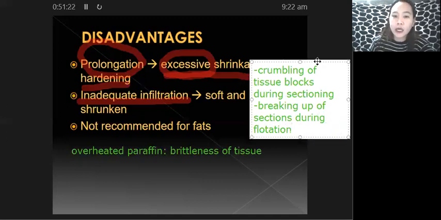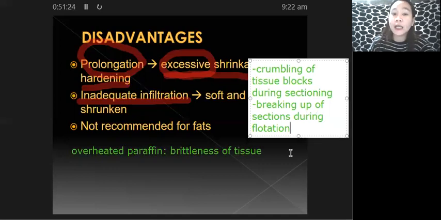So these are the indications of inadequate infiltration. Number one, you will have soft and shrunken tissue samples. Another, crumbling of your tissue blocks during sectioning. And lastly, we have breaking up of sections during flotation. So all of those indicate inadequate infiltration.